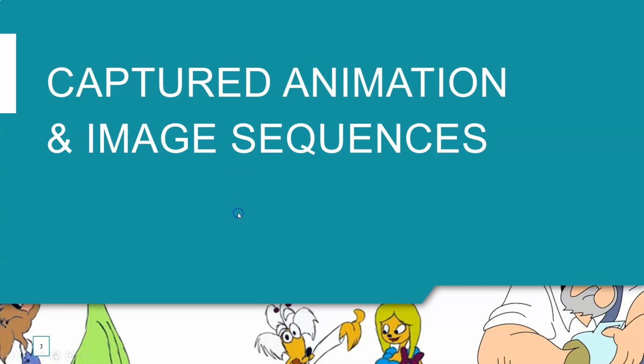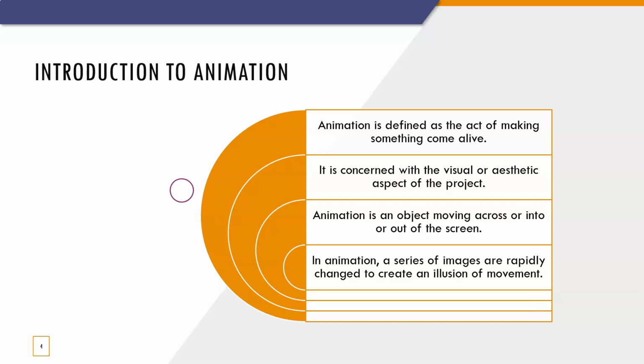So class, when we talk about animation, what do you understand about animation? Basically it is related to movement. We can define it as the act of making something come alive. When you think of animation, you think of a moving object across the screen, related to a series of images rapidly changed to create an illusion of movement.